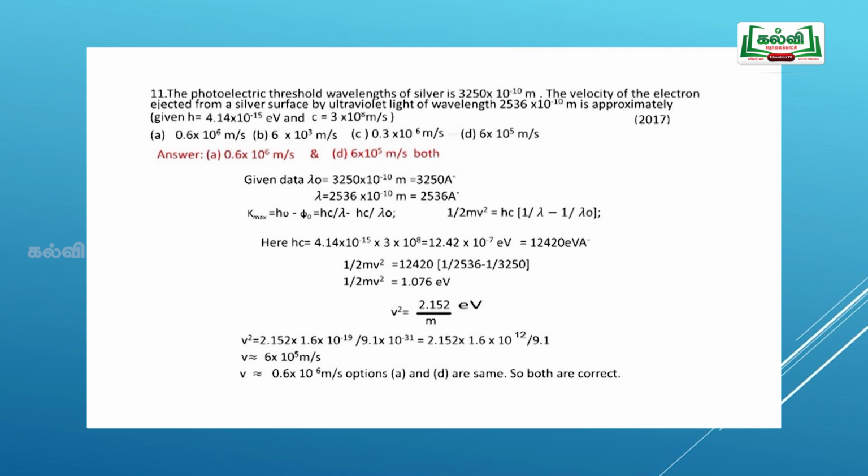Here we have to convert this eV into joule, because velocity should be in meters per second. To convert electron volt into joule, we already learnt 1 eV is equal to 1.6 into 10 power minus 19 joule. So multiply by that. So 2.152 into 1.6 into 10 power minus 19 divided by the mass of the electron, which is 9.1 into 10 power minus 31. The powers alone you just simplify. The power here is 10 power minus 19. This 10 power minus 31, when you take it up, becomes plus 31. When you add with this, it results in 10 power plus 12.